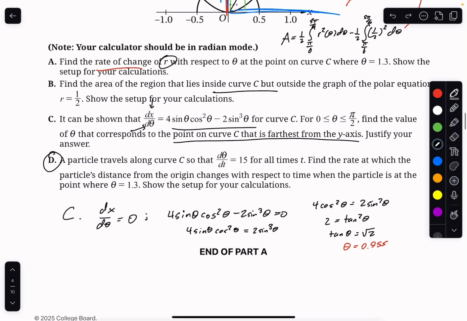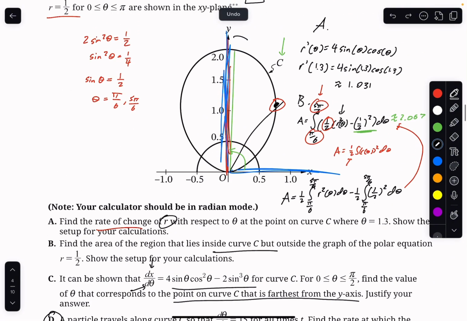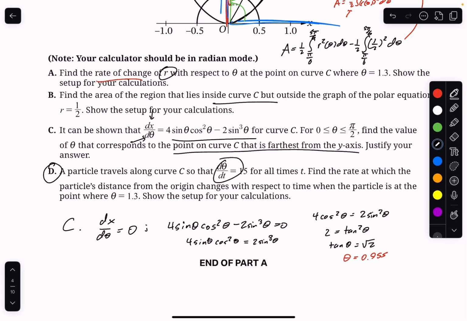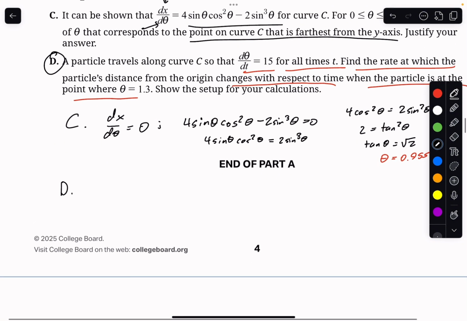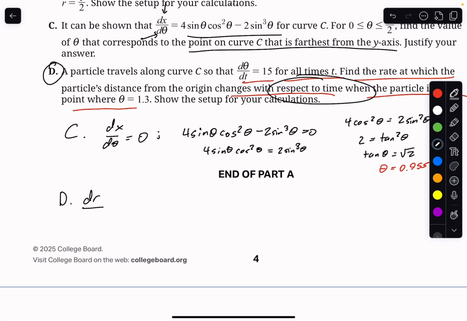A particle travels along curve C. Okay, we're going on the big curve. So d theta dt, the change in theta per change in time, is equal to 15 for all t. Find the rate at which the particle's distance from the origin, so r, changes with respect to time, when the particle is at the point where theta is equal to 1.3. Show the setup. All right. So they want us to find the change in the particle's distance, dr, with respect to time, dt, just like that. So we have dr dt.